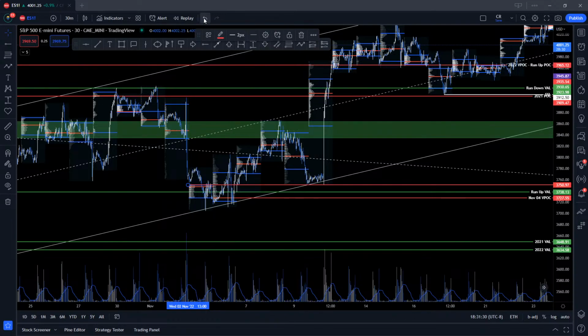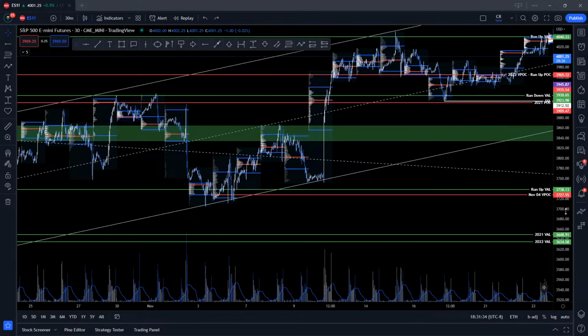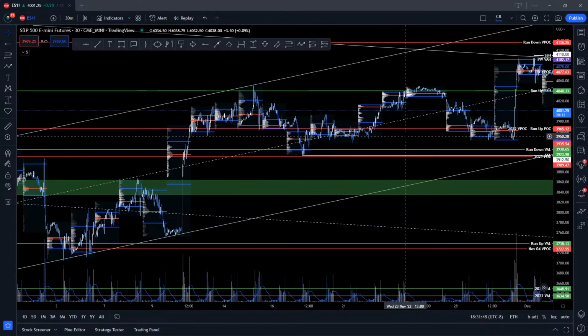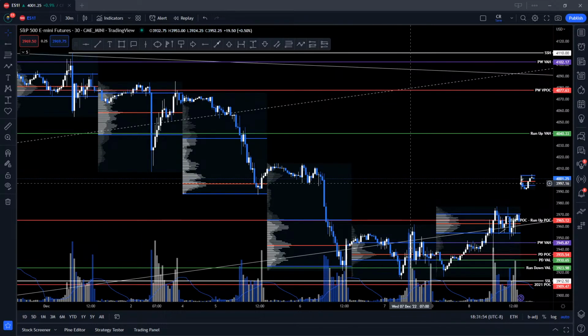Whereas retail, we're pretty good at getting faked out and getting sucked into buying here. And then price leaves, and when it comes back to there, we're generally dumping our position. And then you'll see the market coming back down. So that's kind of how volume profile works.